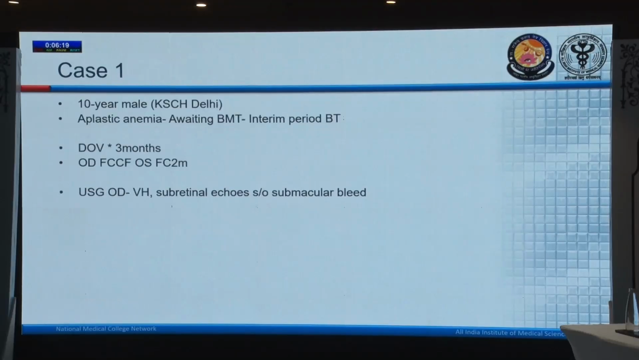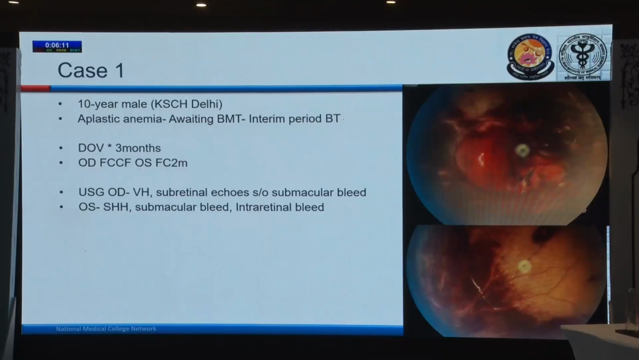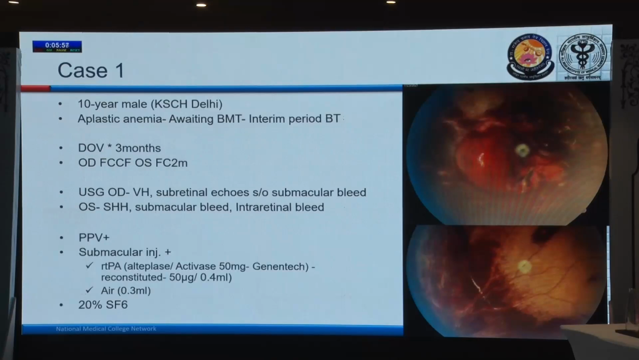This was my first case. It was a 10-year-old boy with aplastic anemia with diminution of vision in the right eye for the past 3 months. There was dense vitreous hemorrhage, and the ultrasound showed subretinal dot echoes suggestive of subretinal hemorrhage. The left eye had multi-layered hemorrhages. We took the patient for right eye vitrectomy, and submacular tPA was injected.